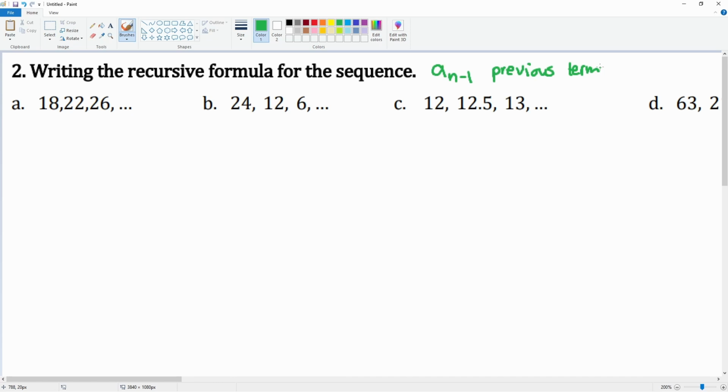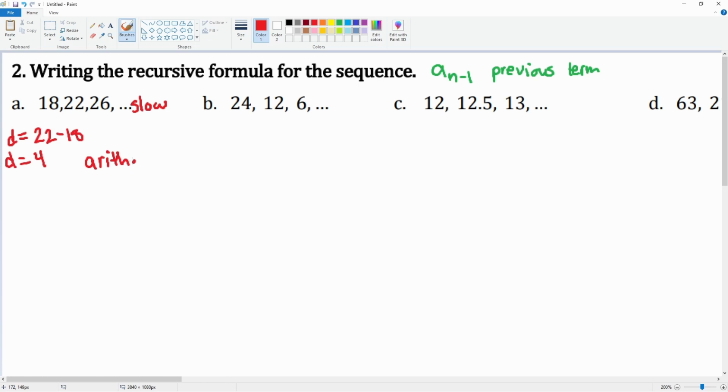We have the sequence, so the first thing that we have to do is determine if it is geometric or arithmetic. Here the number is going pretty slow, so let's check for the common difference, because it's slow. 22 minus 18, I think that is 4. Yep, that is correct. The common difference is 4. So we do think it is arithmetic.